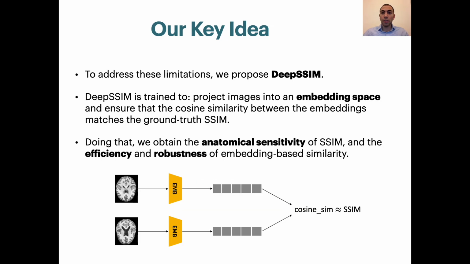To address these limitations, we propose Deep SSIM. Our approach is based on the SSIM metric, but instead of computing it directly, that could be costly, Deep SSIM is trained to project images into a learned embedding space and ensure that the cosine similarity between embeddings matches the ground truth SSIM score. This preserves two key properties. One, the anatomical sensitivity of SSIM, and two, the efficiency and robustness of embedding-based similarity.